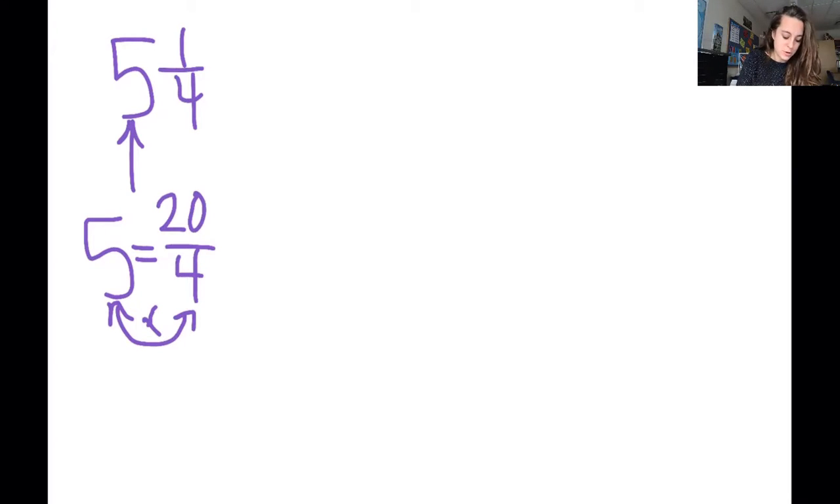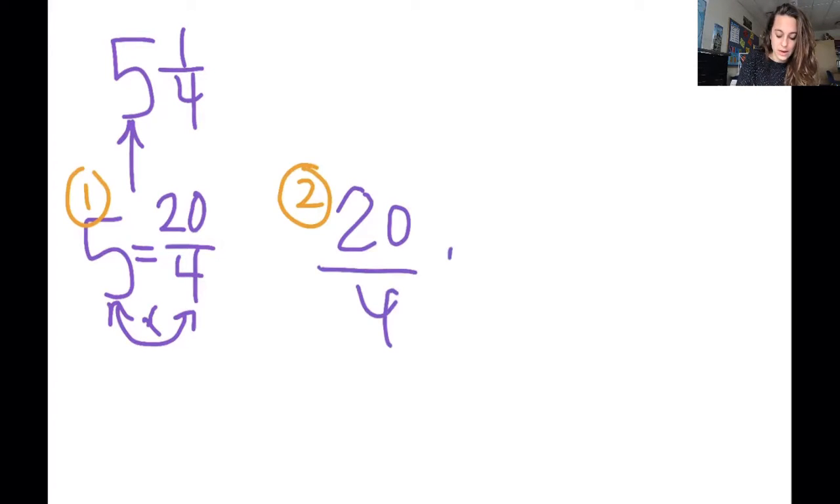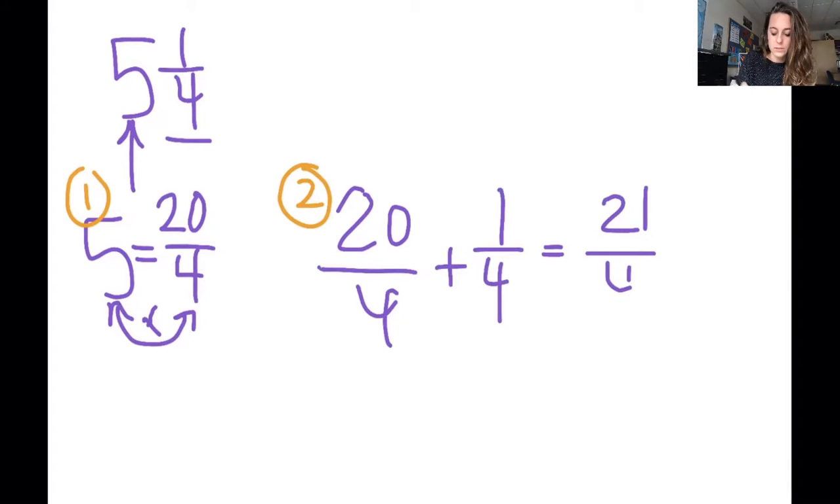Now, our next step after we've converted, step 1 is to convert the wholes. Our next step, number 2, is to take our now like fractions and add them together. So we have 20/4 and we have 1/4 from the fractional pieces right here. We're going to add those together. We're going to get 21/4. Now, we are going to pause there. This is already in simplest form because there is nothing that is divisible by 21 and 4. But if we did want to simplify, or if we could simplify, we could do that here. That would be step 3.